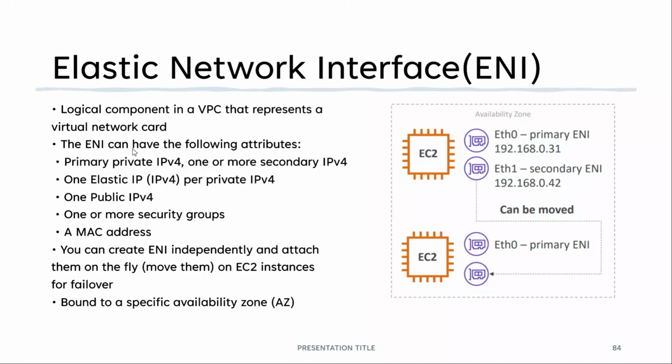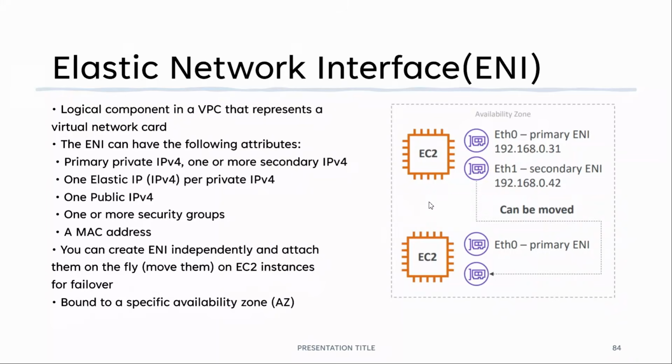An ENI can have the following attributes: a primary private IPv4, one or more secondary IPv4, one elastic IP per private IPv4, one public IPv4, one or more security groups, and a MAC address. You can create an ENI independently and attach them on the fly, or move them between instances for failover. It is bound to a specific availability zone.